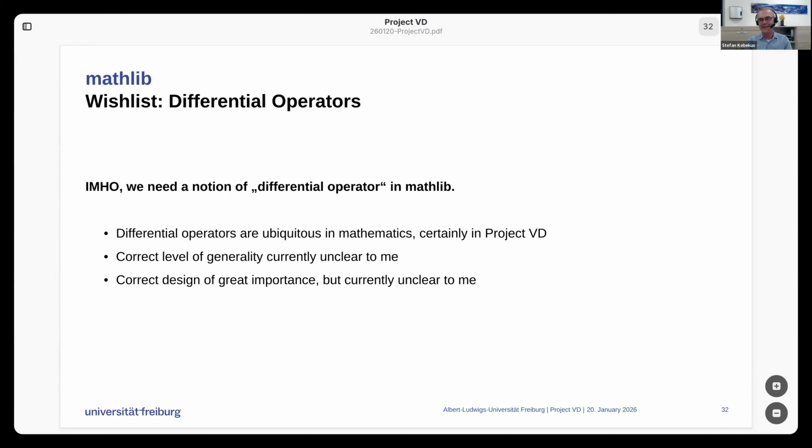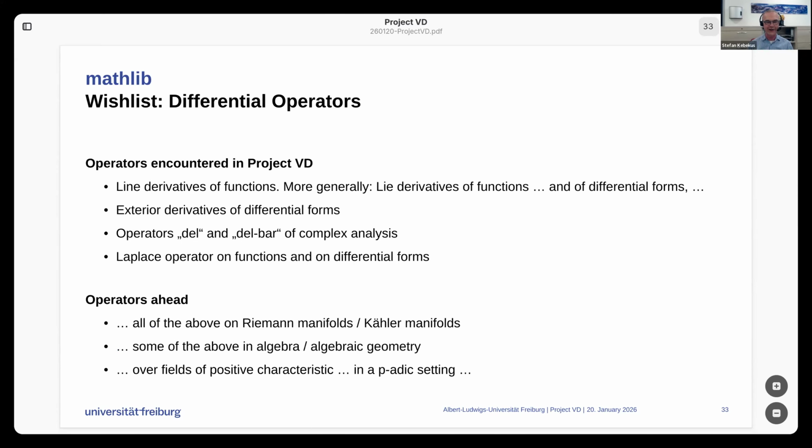one of the key notions that I think is missing from MathLib is a differential operator. Differential operators come up all over mathematics, certainly in Project VD. But how to define them, I'm unsure. I am sure, however, that if you make a mistake defining them, then Hell's Gate will open and we'll be in a lot of trouble. So differential operators show up everywhere.